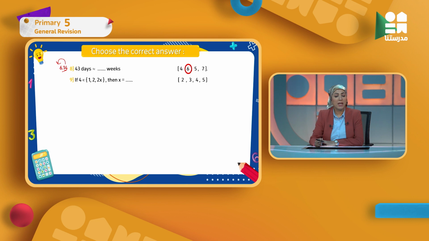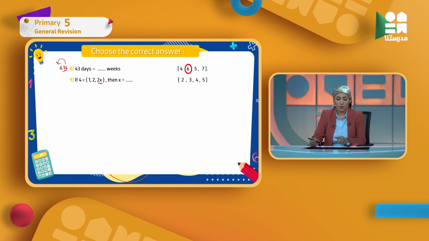If 4 belongs to {1, 2, 2x}, then x is equal to what? Here 4 belongs to the set of elements 1, 2 and 2x. The 4 is not among the first two elements, which means the 4 must be equal to the 2x at the end. If 4 equals 2x, that means 4 equals 2 times what? Or 2 times what gives me 4? I want to know the value of x. So 2 times what gives me 4?